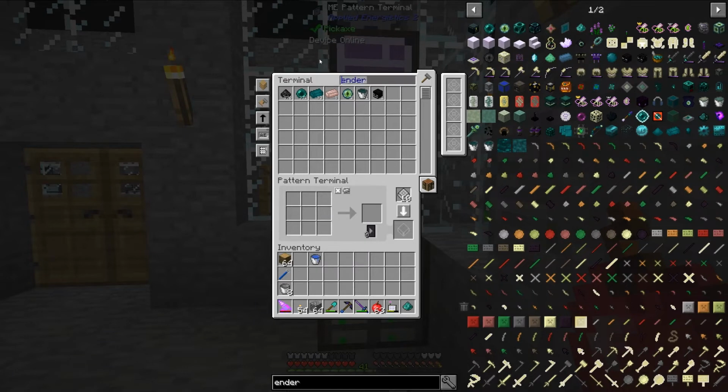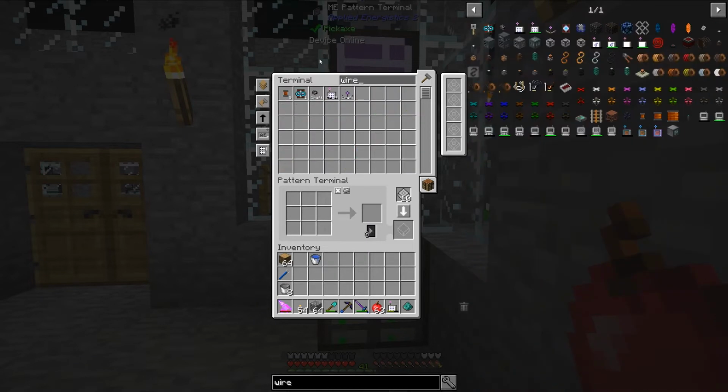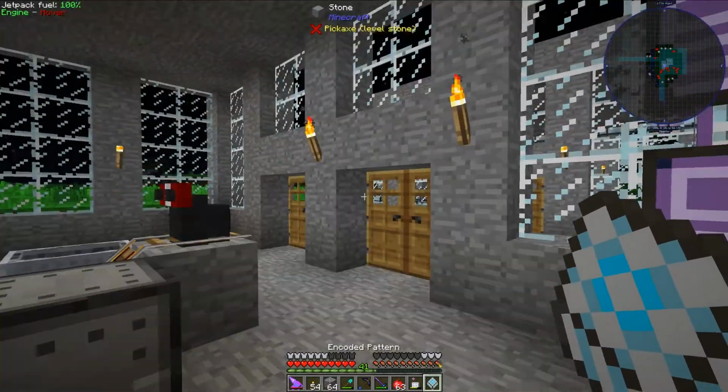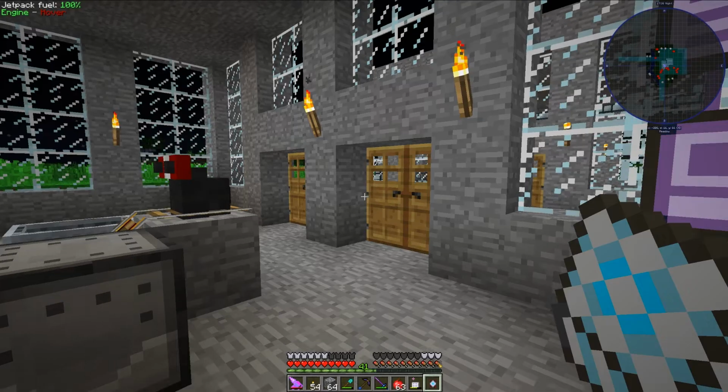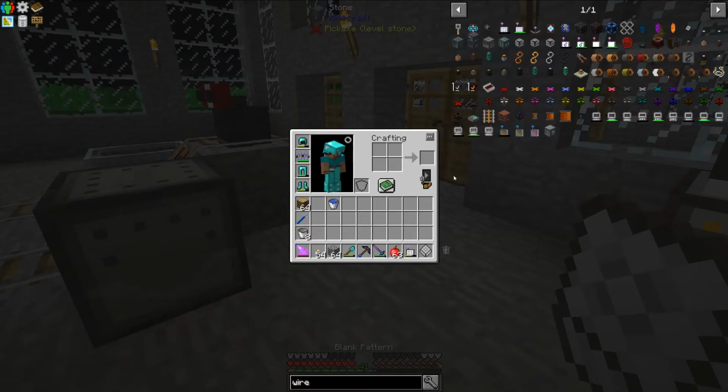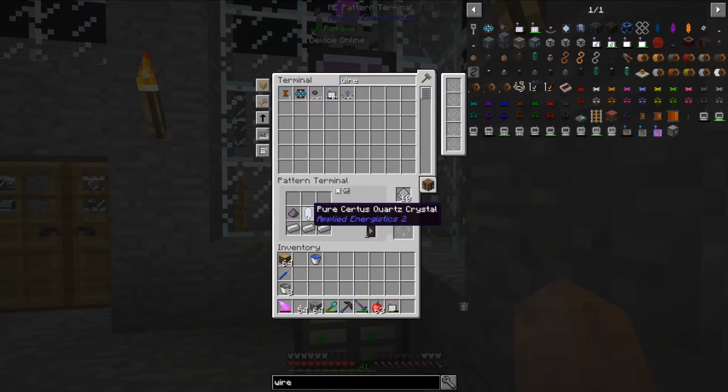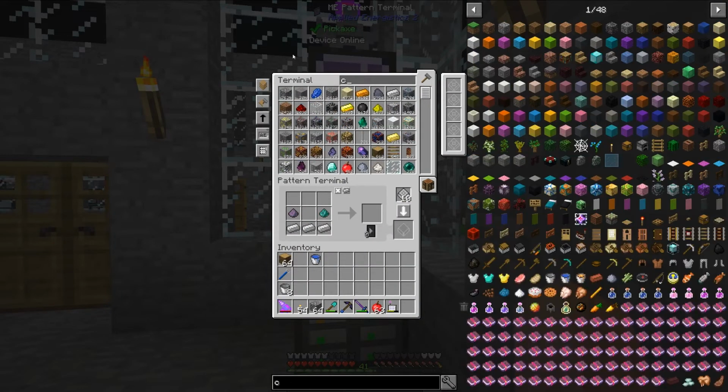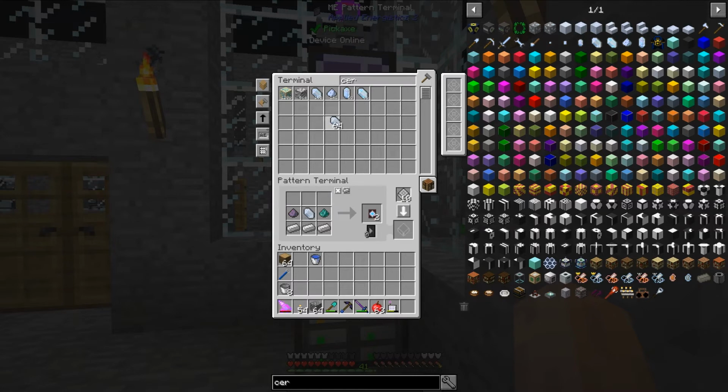So the wireless booster is I think the last thing we're going to do in this episode. They're made like this. Let's drop that in there. Actually, no, that's not the recipe I want to use. To clear an encoded pattern, what we have to do is shift and right click, and that is how you clear a pattern. Because I don't want that pure Certus there, I want a regular Certus. There's the pattern.